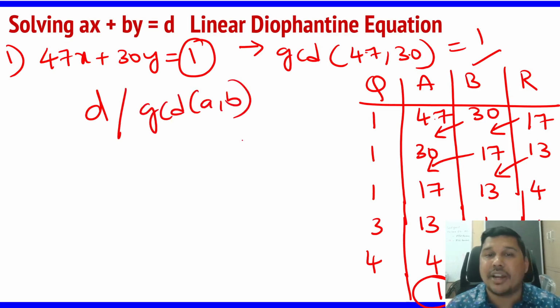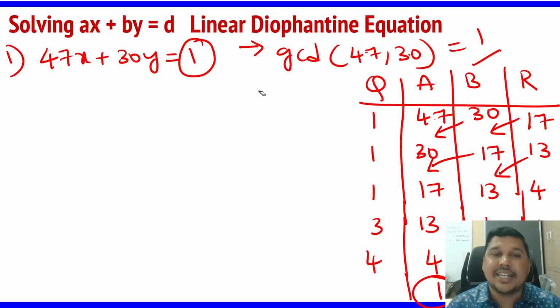Can we divide 1 by 1? Yes, it is divisible. It is possible to divide this d by GCD. Anyhow, both are 1 and 1. So it means we can say that for this problem, we can find at least one solution.